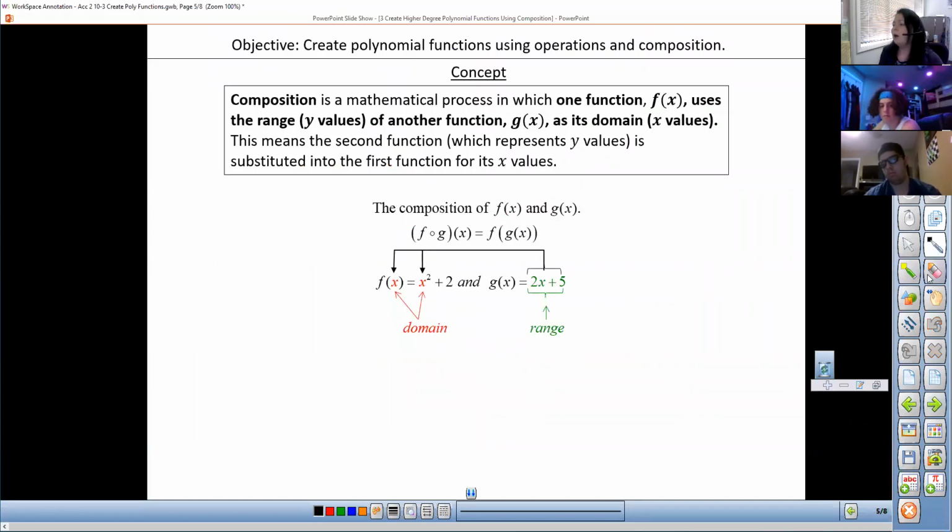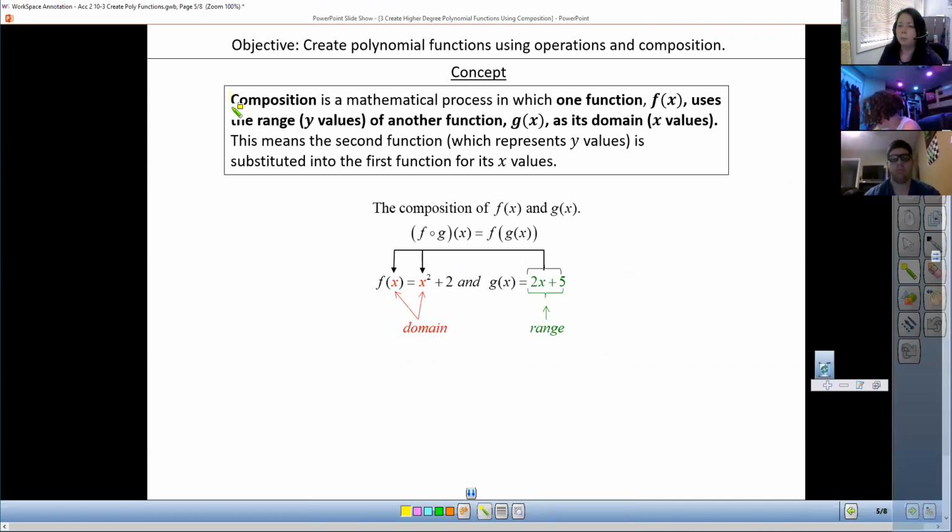All right, so now we are going to go over another way to create a new function from 2 existing functions called composition. And composition combines 2 functions by a way of substituting one function into the other.